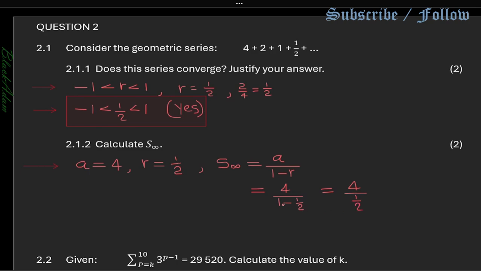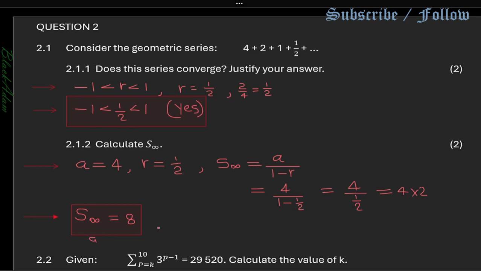How many halves can you get into 4? That's 8. Alright, so it's 4 times 2, that's 8. So that makes our sum of infinity 8. So that means no matter how many times you keep adding on the series, you still end up with something equivalent to 8. Alright, that's our answer.